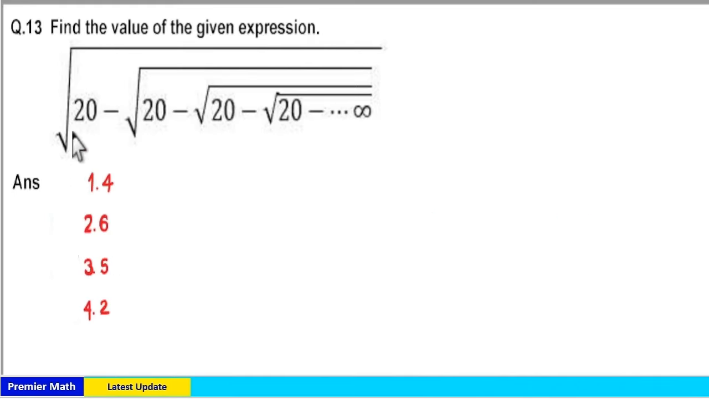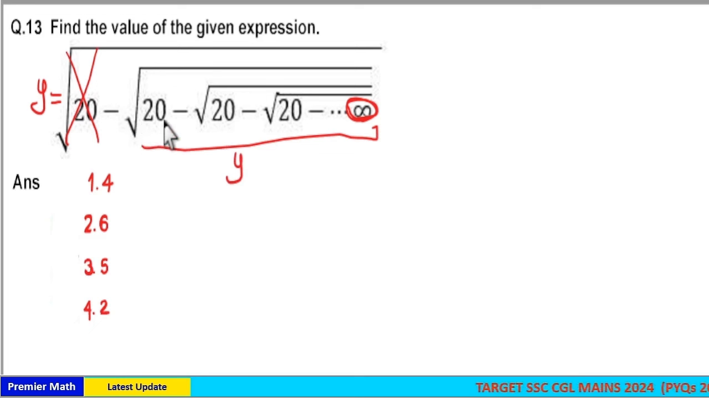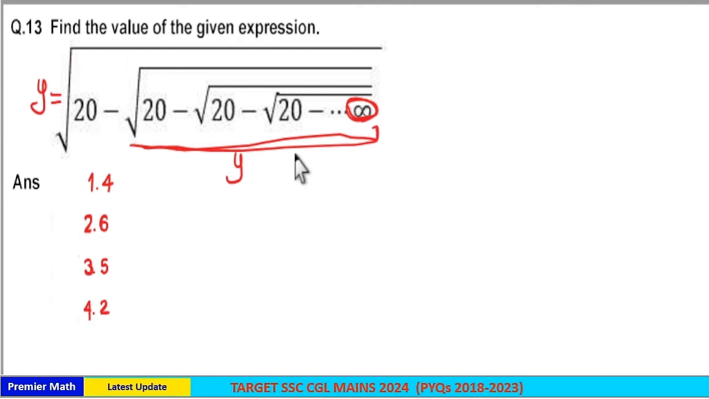Find the value of given expression. This is root 20 minus etc. up to infinity. So up to infinity means take this whole term as y. Now even if you ignore this first term, the remaining term will be equal to y because this remaining term is up to infinity. So compared to these infinite terms, this root 20 is very minute. So you can take the remaining term as y as well, which means here this whole term will become y is equal to root 20 minus y.